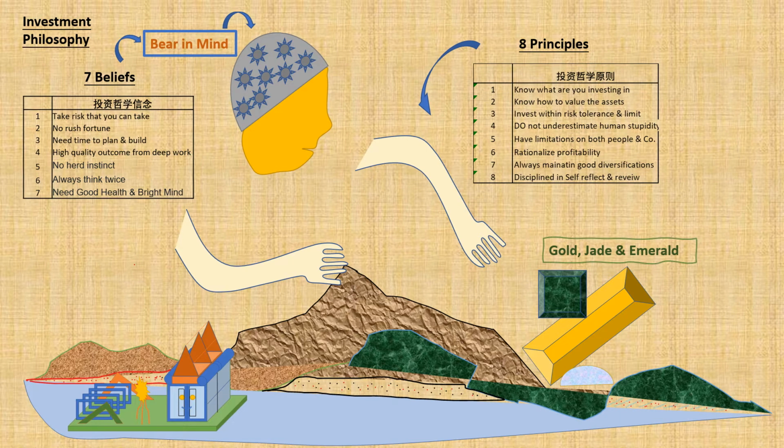And there are 8 principles that you will use when you select your investment targets. First is know what you are investing in, know how to value the assets, and invest within your risk tolerance and limit, and do not underestimate human stupidity. Have limitation on both people and company always, and rationalize the profitability. Always maintain good diversification and discipline in self-reflection and review.